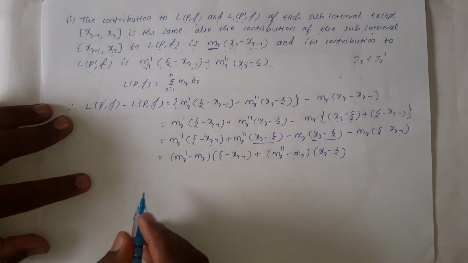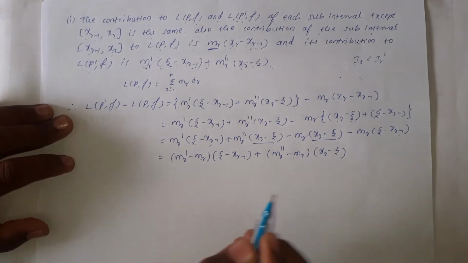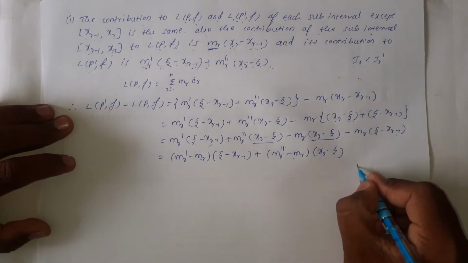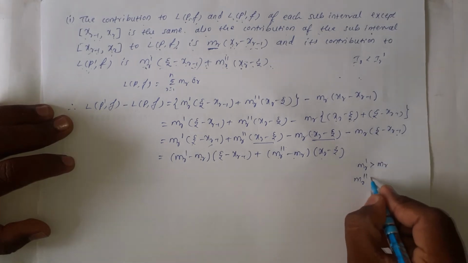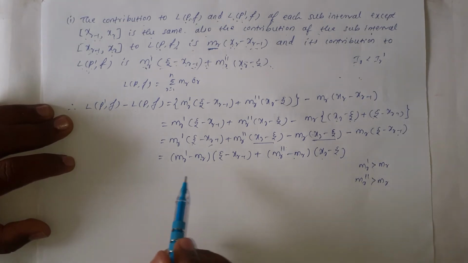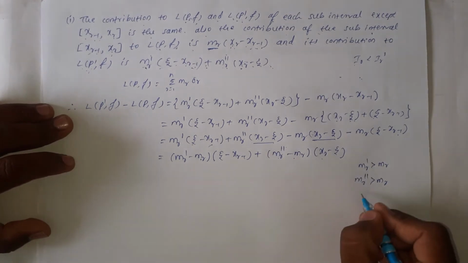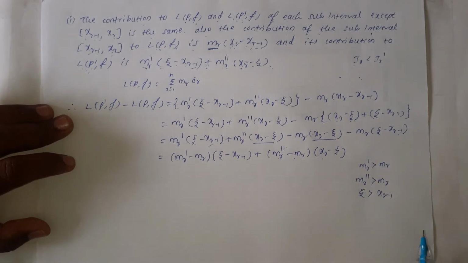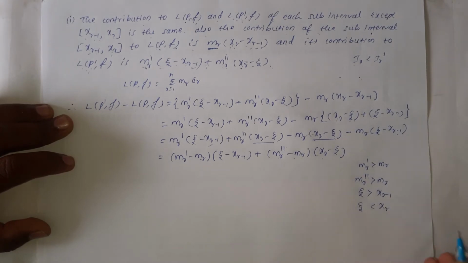Now, we already know that this m_r is the least value among the three values, that is m_r', m_r'' and m_r. So therefore, here m_r' is greater than m_r and also m_r'' is greater than m_r, so this total quantity will be positive. And also xi is greater than x_{r-1}, because xi is the point next to x_{r-1}, and xi is less than x_r because xi is the point previous to x_r.